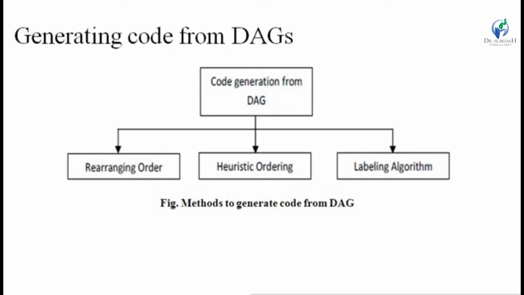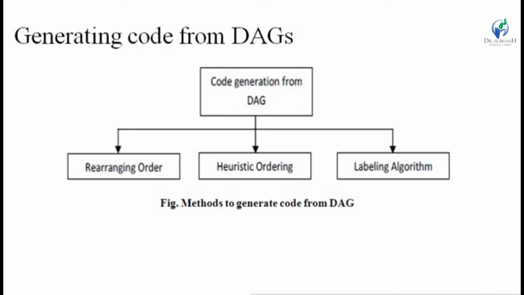In the labeling algorithm, it generates the optimal code for the given expression, in which a minimum number of registers is required. The labeling algorithm can be applied to a tree by visiting nodes in bottom up order. By this, all the child nodes will be labeled by their parent nodes.